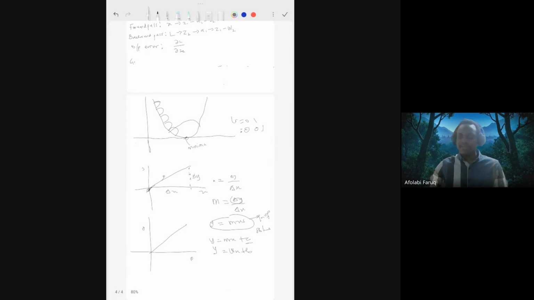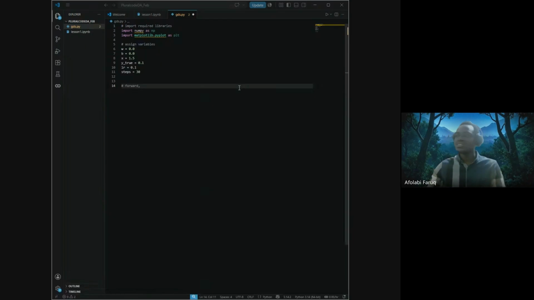Okay, so we are going to define forward, where we implement the equation of a straight line to be able to get our output prediction. Then we are also going to define loss to evaluate our output prediction. And then we define backward, where we implement backward propagation. So for forward, we define the function.